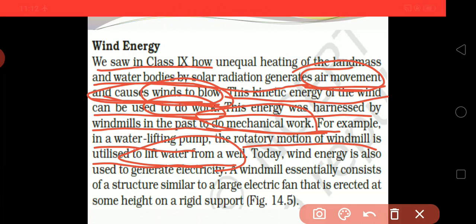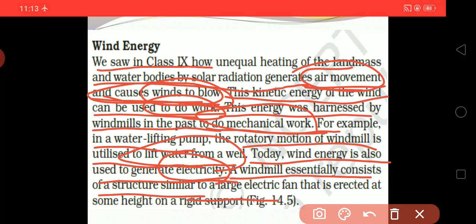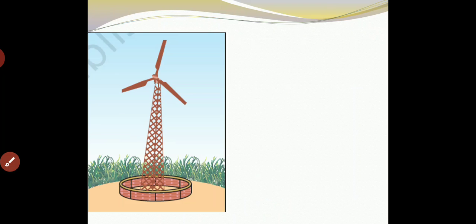And today, wind energy is also used to generate electricity. The wind energy which is there is also used for generating electricity. A windmill essentially consists of a structure similar to a large electric fan that is erected at some height on a rigid support. So this way wind energy will be formed.